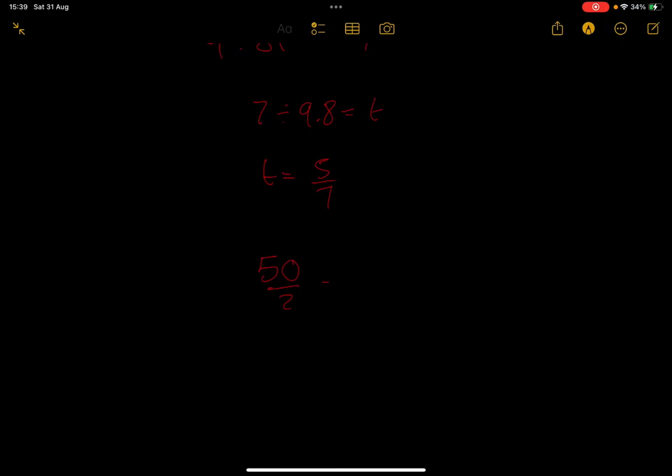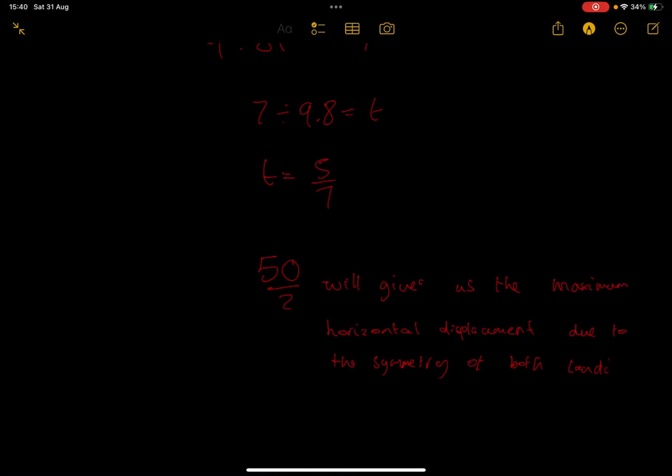that this will give us the maximum, due to symmetry of both ramps being equal length.